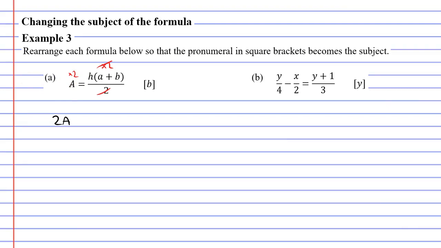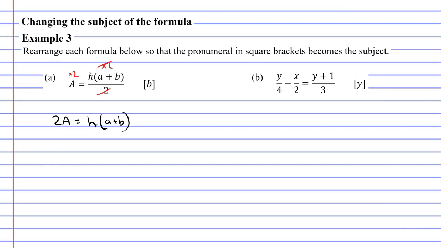Now I need to point out that this is a capital A and we also have a lowercase a, which means they're two completely different pronumerals. I've got to keep the capital A as capital A and the lowercase a as lowercase a. Now I've cancelled the 2's on the right, so I am now left with h bracket a plus b.